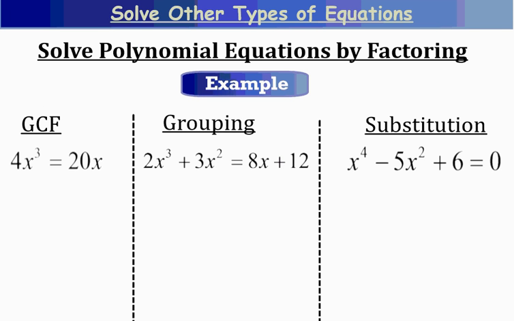The very first one was solving polynomials by factoring. There are 3 different types of factoring you can do depending on how they set up. So this first one is going to be an example of greatest common factor factoring.